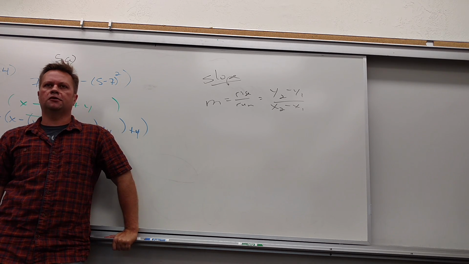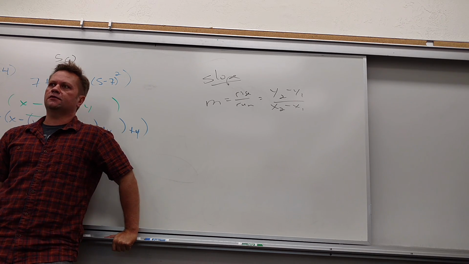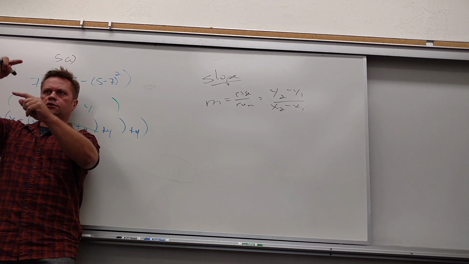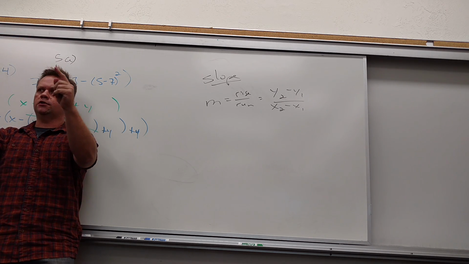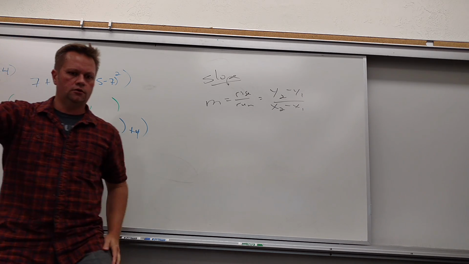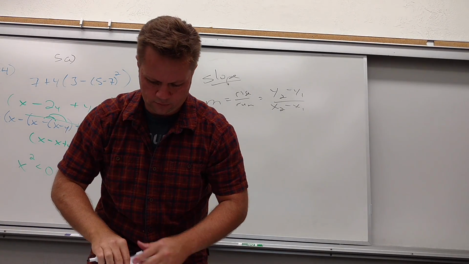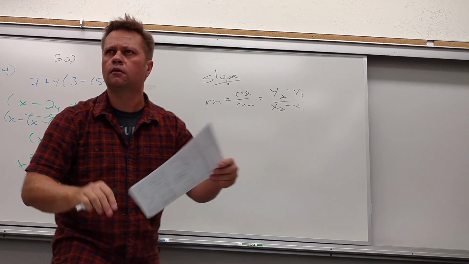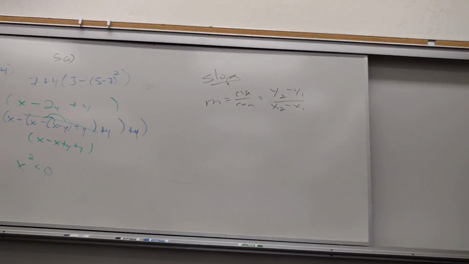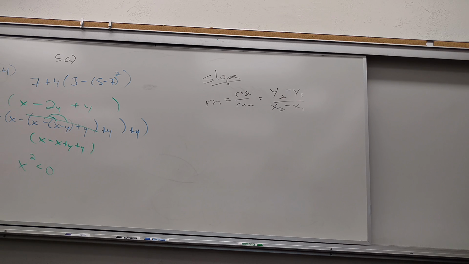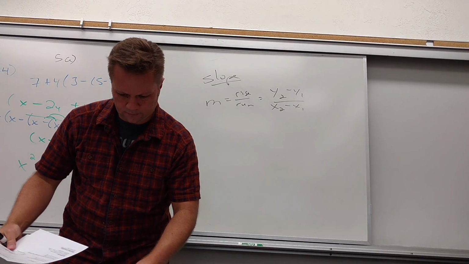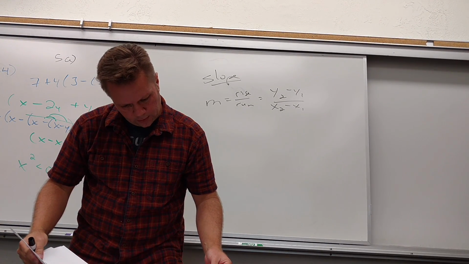Alright, this formula should be a part of your physical being. It's the difference in the Y's divided by how far it changed in this direction. That's going to be the slope. Cool. So that was for number 7.